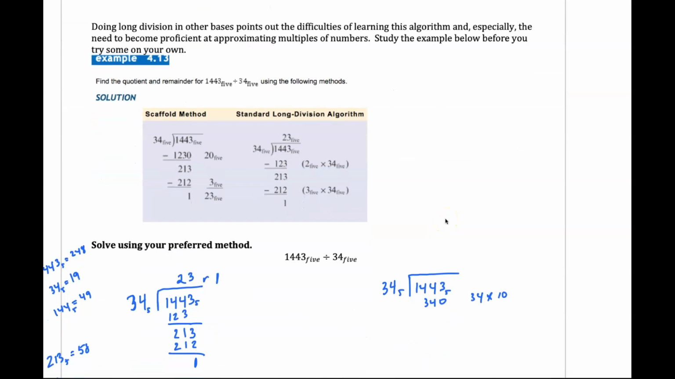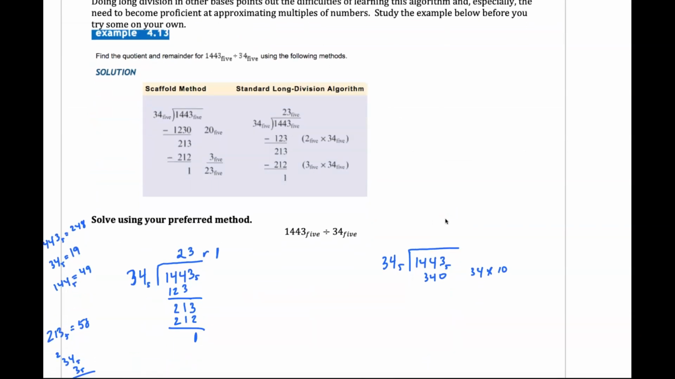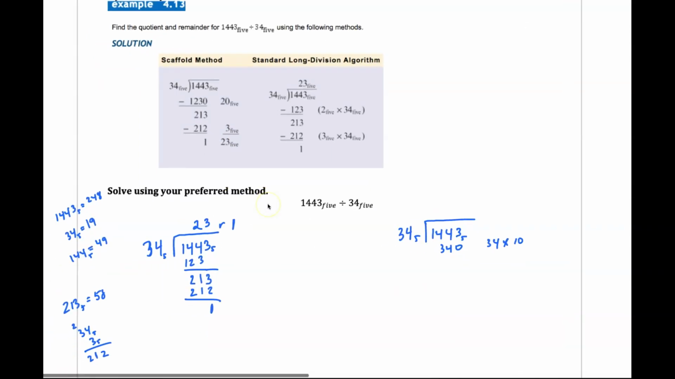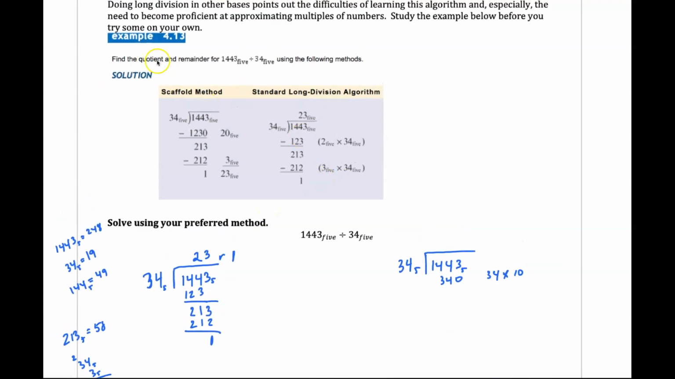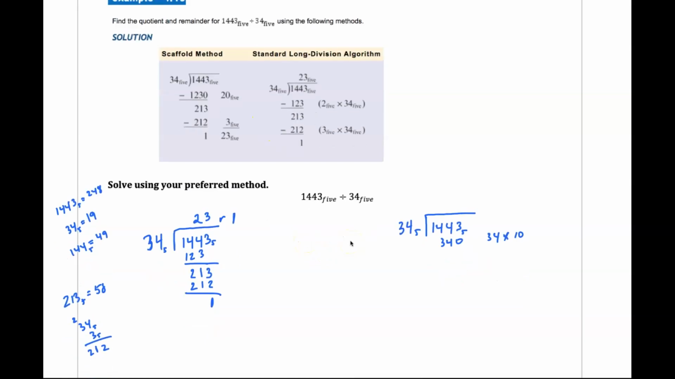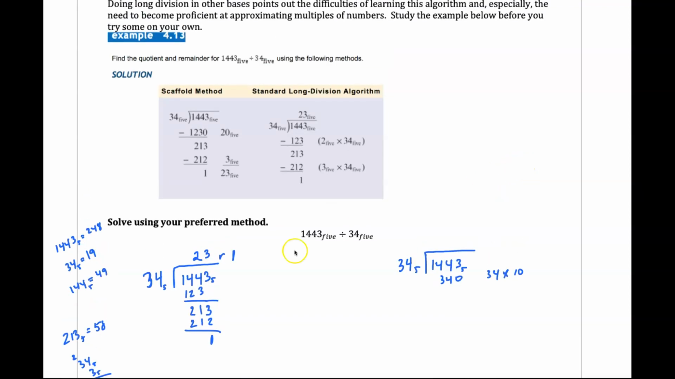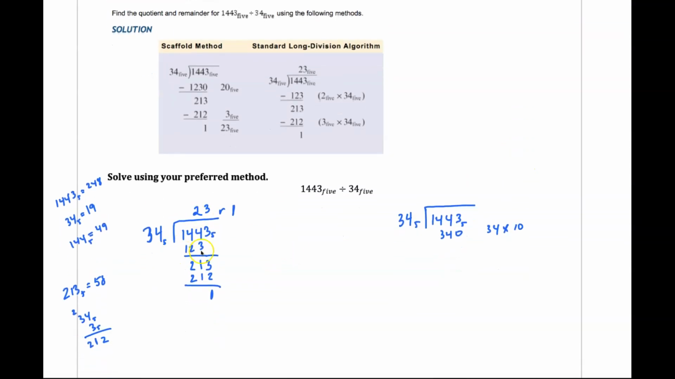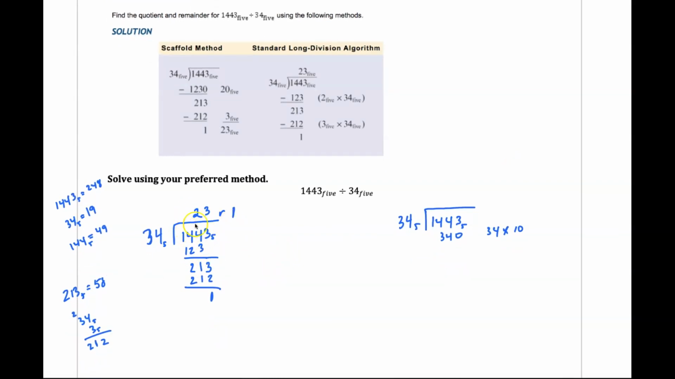And so here is this same problem, done multiple ways here, right? Find the division of 1443 divided by 34. And so you can see there's a process here in terms of how we go about thinking to solve that problem. And so the standard algorithm is done here, right?